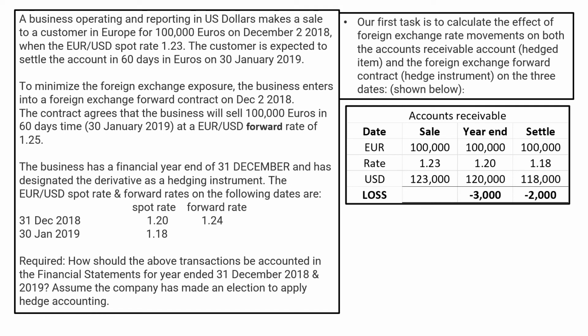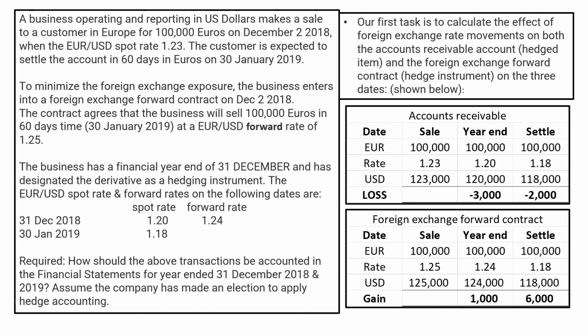Finally, at the settlement date, the spot rate is now 1.18. The company is only going to receive $118,000. And again, if we take that away from the old balance of $120,000, we get a difference of $2,000, which is a loss. So the cumulative loss on the accounts receivable account is $5,000.